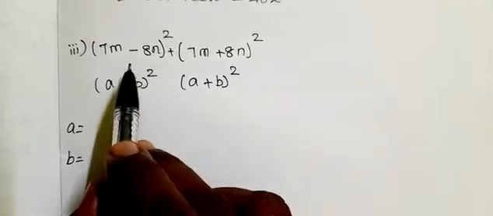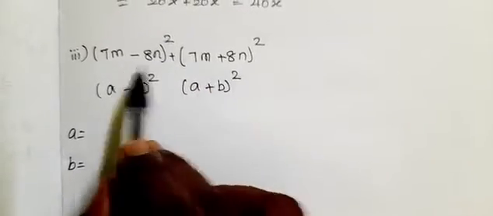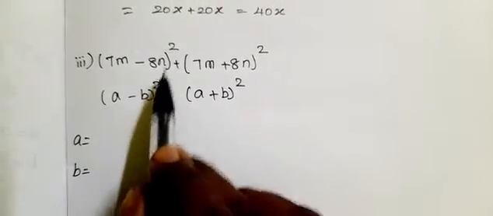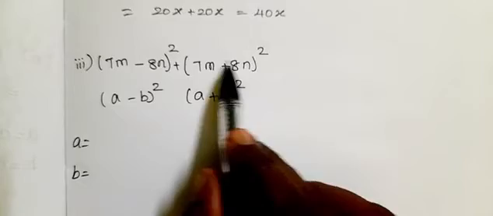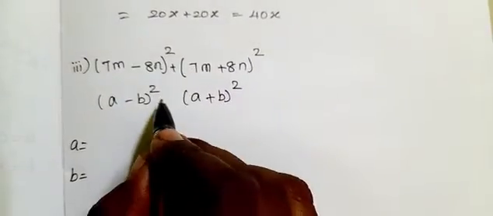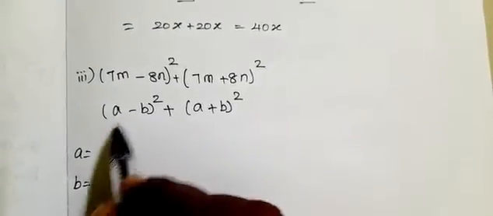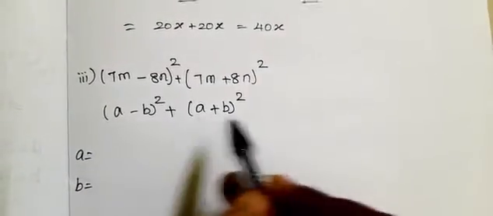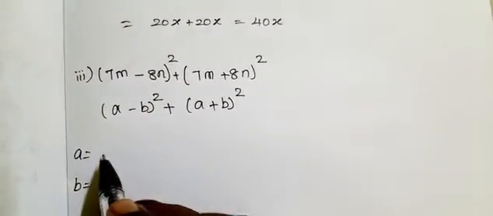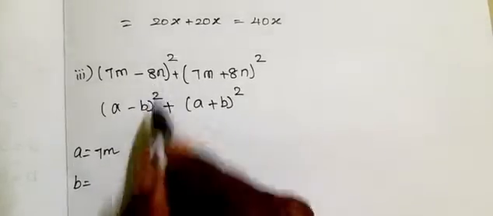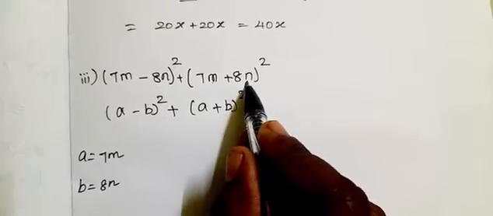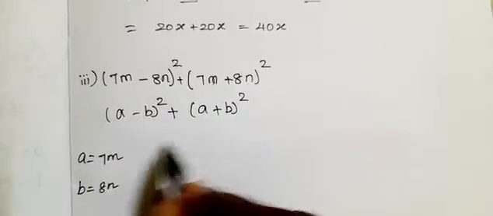Let's see the next question. In this question also, 2 expressions are given within brackets. The first expression is in the form of the (a − b)² identity. The second expression is in the form of the (a + b)² identity. In between these 2 expressions there is a plus symbol. Now let us substitute the a and b values in the expansion of the first and second identity. Here the value of a is 7m and the value of b is 8n. Here also the value of a is 7m and the value of b is 8n.